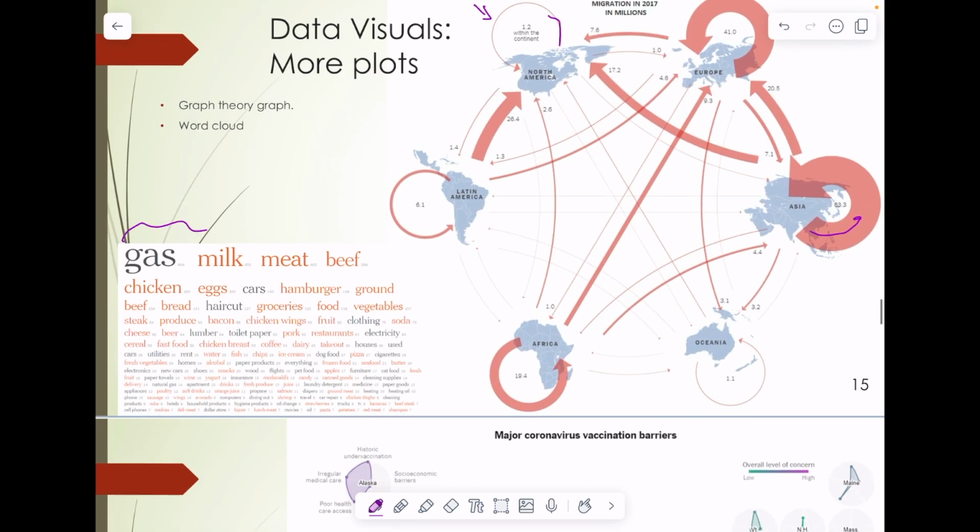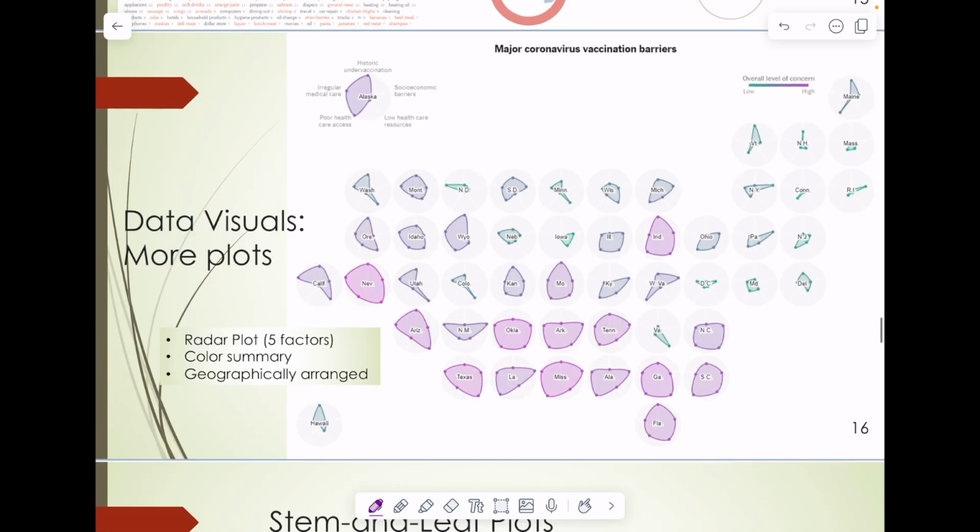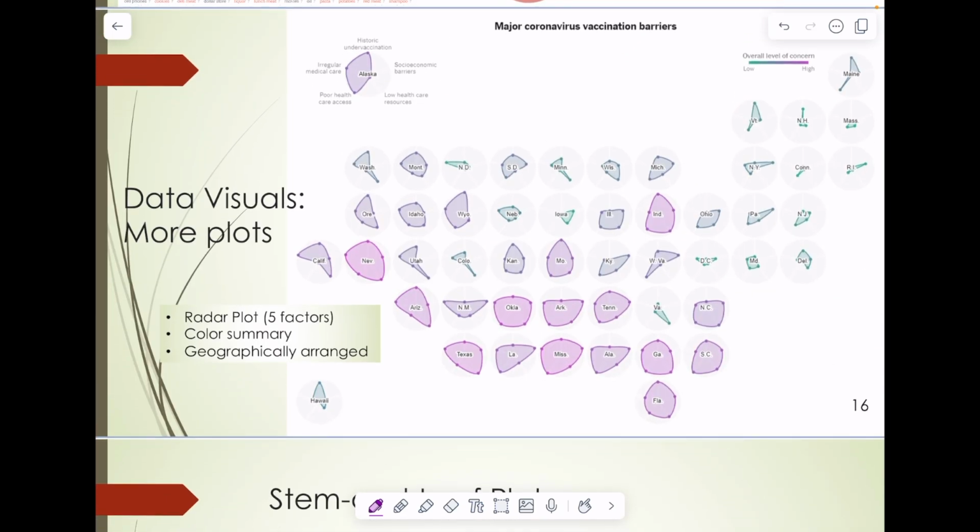This right here is a word cloud. They have questions and they allow participants to respond. And this could be something like, what is inflation hitting hardest on? Something like that. And they'll say, 904 people said gas, 455 people said milk, and so on. And so the size of the word, the font size, indicates the number of times that word showed up in responses.